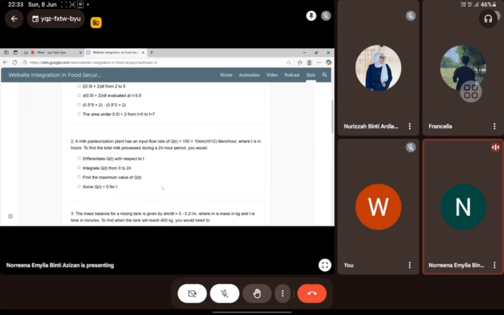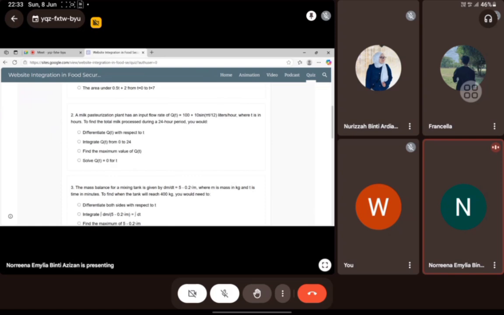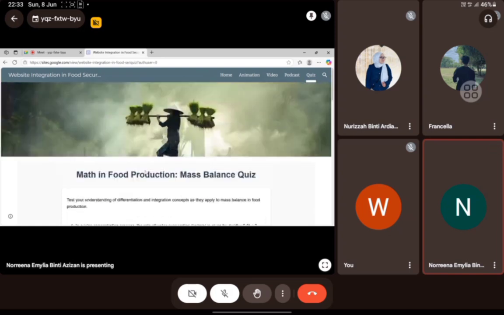In conclusion, this website is made to help students understand mass balance in food production using a more interesting and practical approach. I hope it gives value in learning this technical topic.